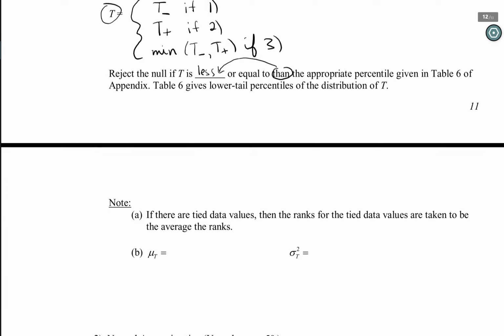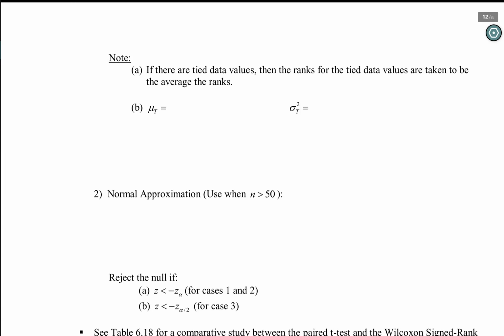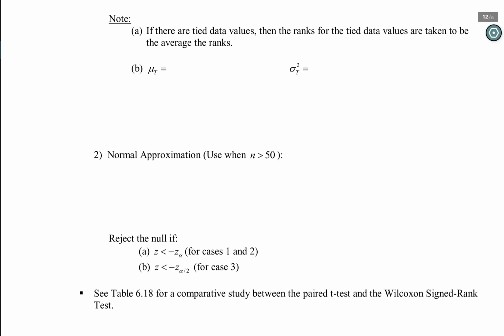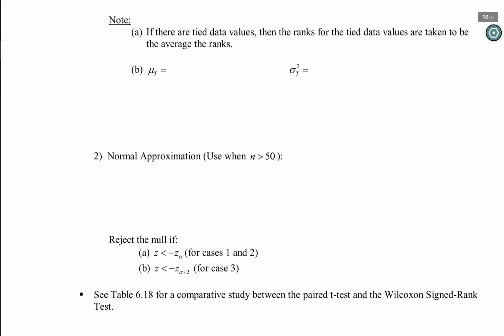Okay, so moving along here, a couple of notes here. If the data are tied, then the ranks for the tied data should be taken to be the average of the ranks. Okay, and we'll actually see this in our example where we have the situation where we have similar differences or the same differences for different pairs, and we need to take the average of the ranks in that situation.